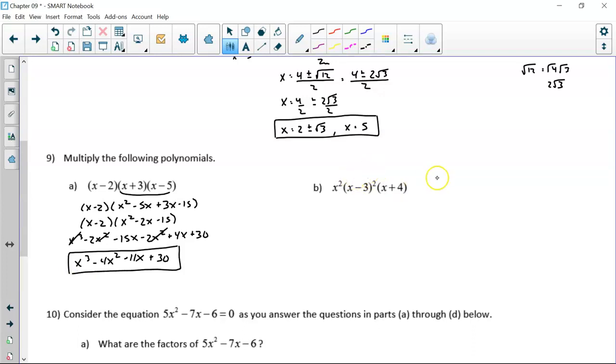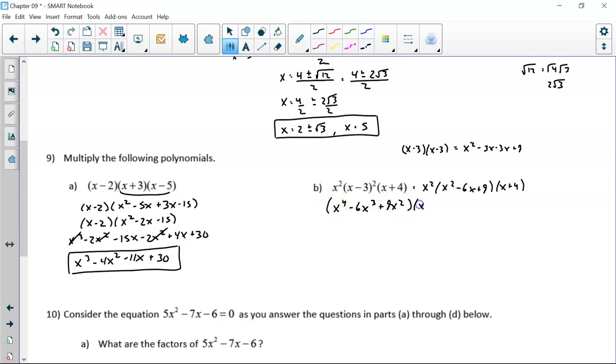We can do the same thing here. Now when you square the x minus 3, I'm going to have x squared. Now x minus 3 squared is x minus 3 times x minus 3. Just to save myself a little bit of room, it's x squared minus 3x minus 3x plus 9, which is x squared minus 6x plus 9 times x plus 4. Now I'm going to distribute the x squared, so I get x to the 4th minus 6x cubed plus 9x squared.